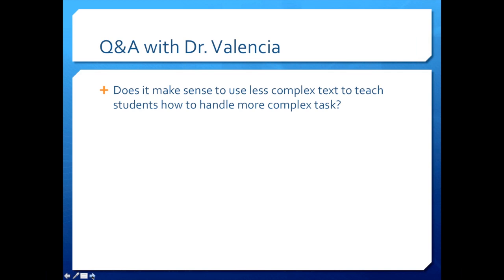Yeah, and that's what I was intending to say. Let me just give you the name of that Lipson Wixom book. It's called Assessment of Reading and Writing Difficulties, an Interactive Approach.